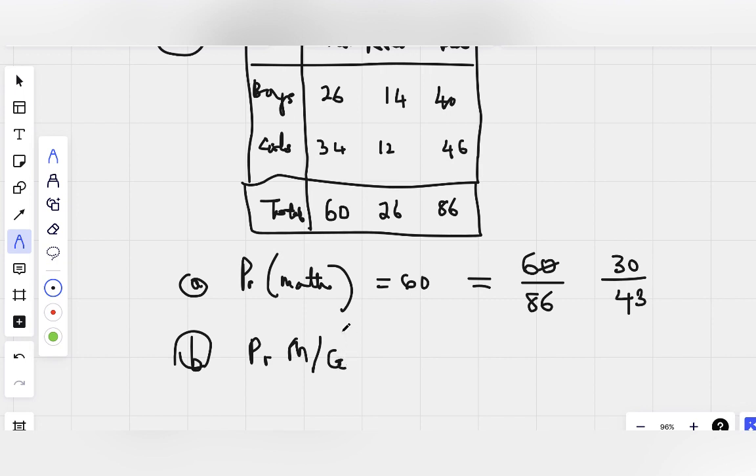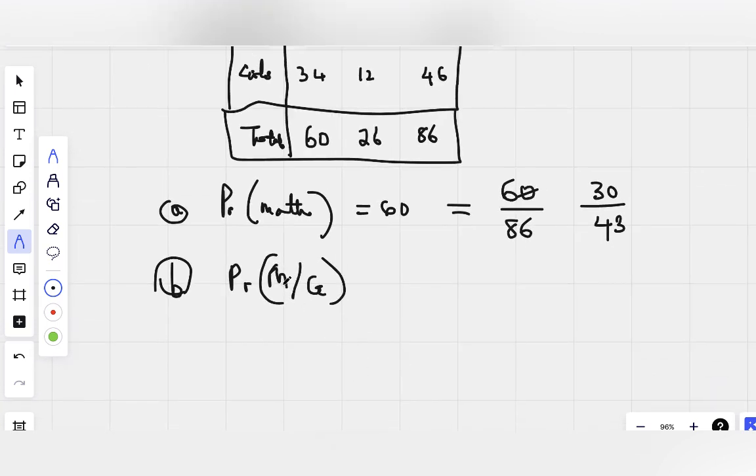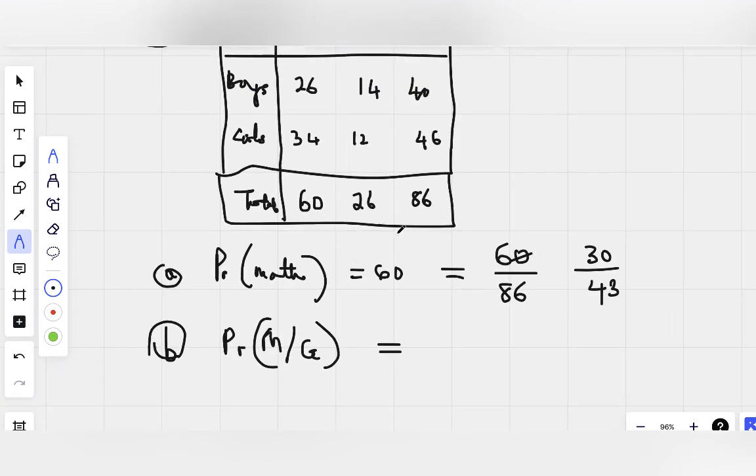Without replacement and a conditional statement, given that this person, given that. They ask you to find the probability of this, given that this. So find the probability that the student studies mathematics, given that the student is a girl. Here you cannot look at the total number of students who study mathematics, but you have to look at the total number of girls that are doing mathematics.